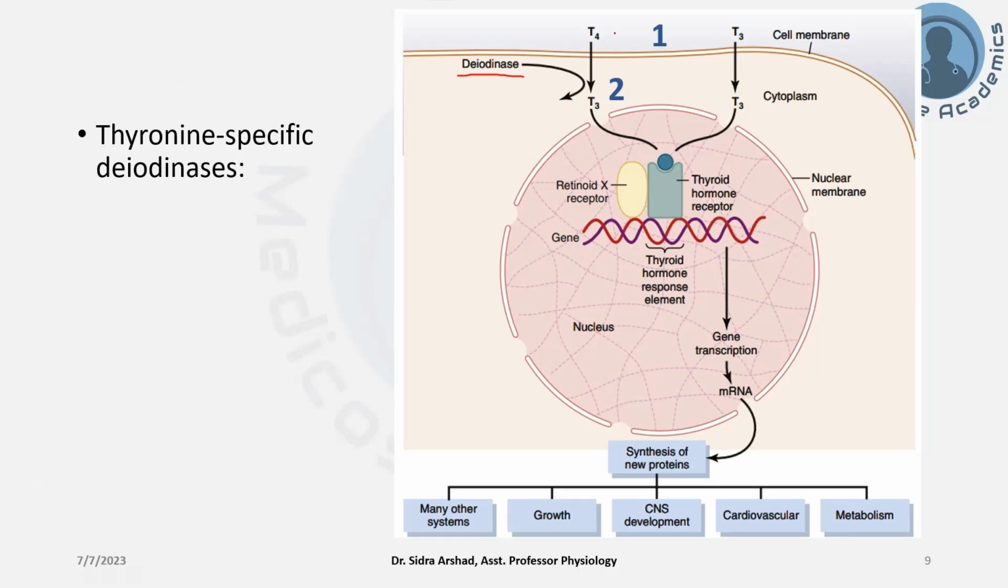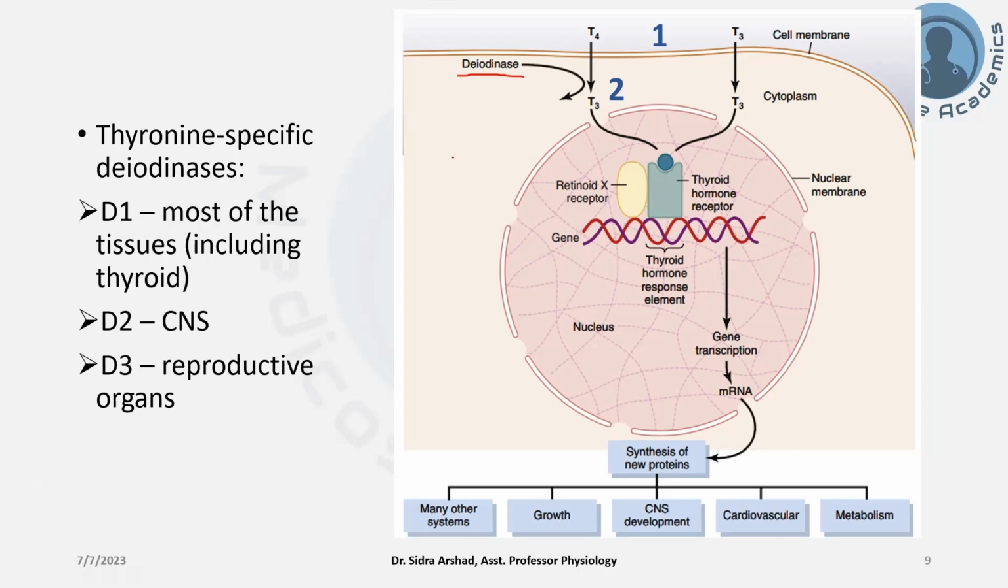These deiodinase enzymes are known as selenocysteine-specific deiodinases. So number one step, you have seen the thyroid hormones are taken up into the target cell and then they have to go to their receptor, which is present inside of the nucleus. These deiodinases are present inside many cells of the body and they exist in three isoforms, D1, D2, and D3. D1, or deiodinase 1, is found in most of the cells, most of the tissues, including the thyroid tissue itself.